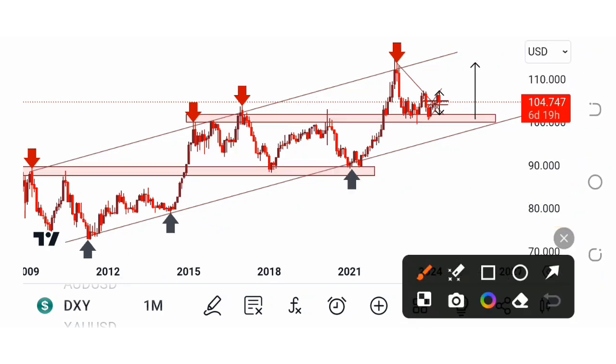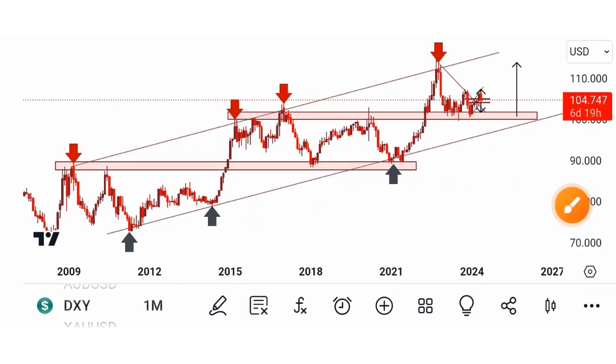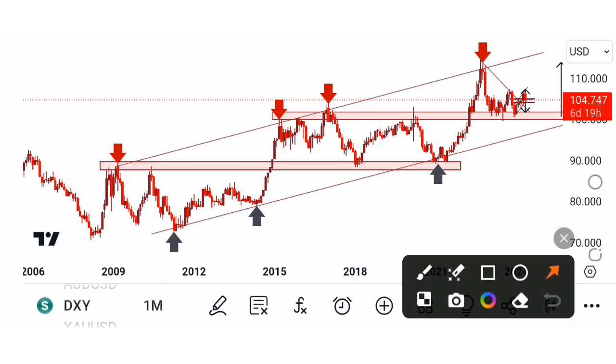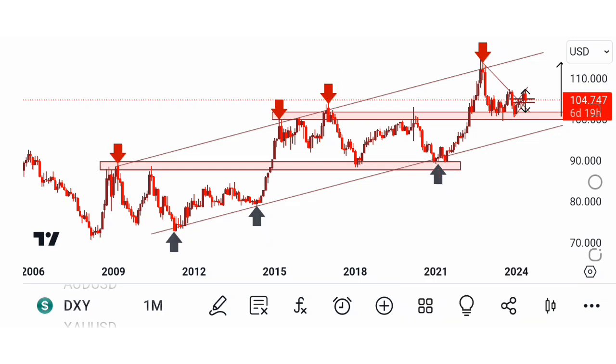So looking at this particular instrument, the dollar index, I am currently bullish, and it's obvious to see why. It is because the market keeps making higher lows, as you can see, and it keeps making higher highs. It's very obvious to see.